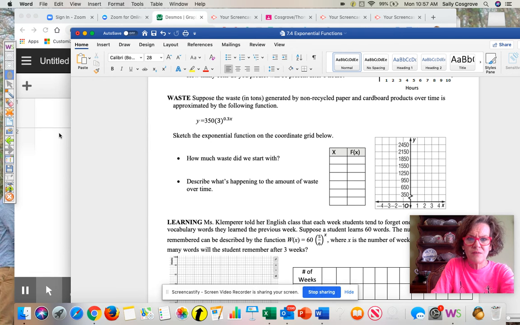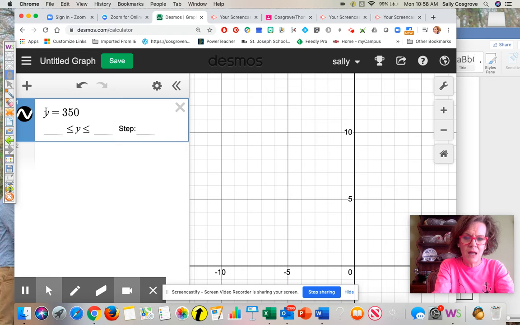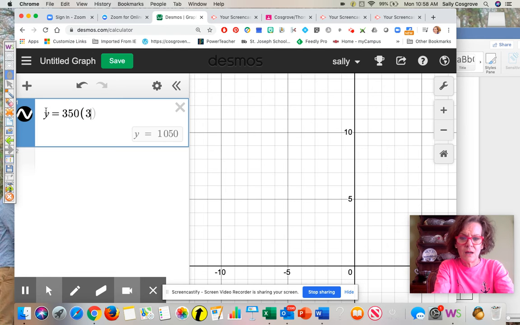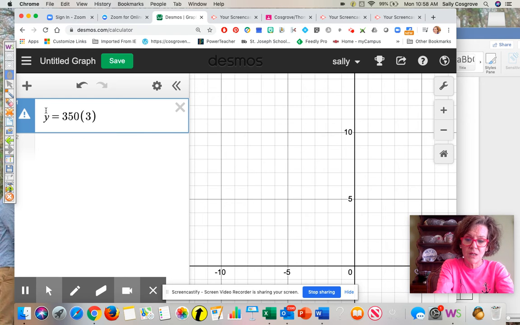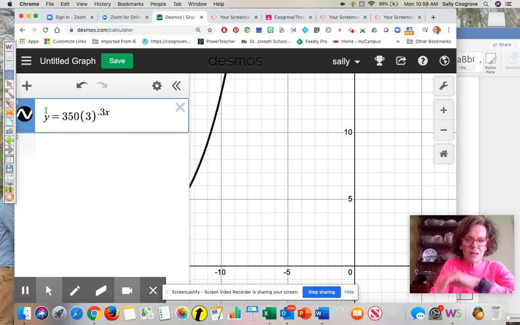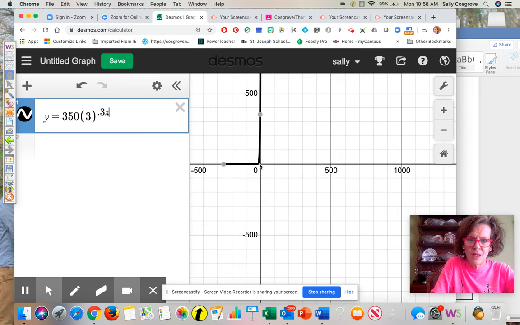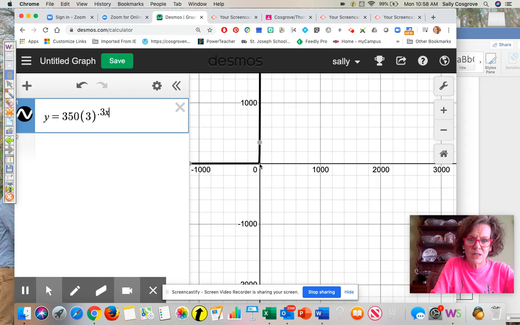y equals 350 times 3 raised to the 0.3 x power. So right over here, I'm going to say y equals 350 and then parentheses 3 raised. Remember, your exponent is your power key, which is shift 6, and that gives you your superscript. So it is 0.3 or 3/10 times x. And all of a sudden, there is my graph. So I'm going to scoot out, and I see, oh my goodness, what's happening here.